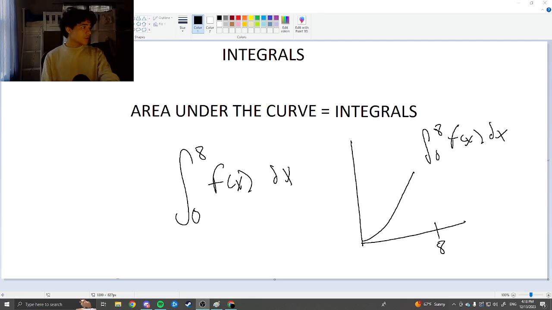It's also important to know that the smaller number always goes on the bottom and the larger number goes on top, right? That is because if you write it backwards and you go from 8 to 0, f of x dx, that means that whatever solution you get is backwards.